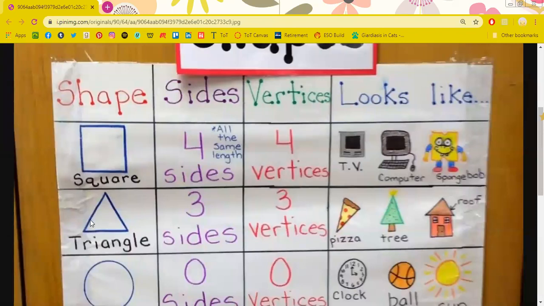And we want to think first, how many sides does this have? How many lines are in this shape? So we're going to count. We have 1 side, 1 line, 2 sides, 3 sides. I'm going to mark them with a little line. 1, 2, 3. So this shape has 3 sides.